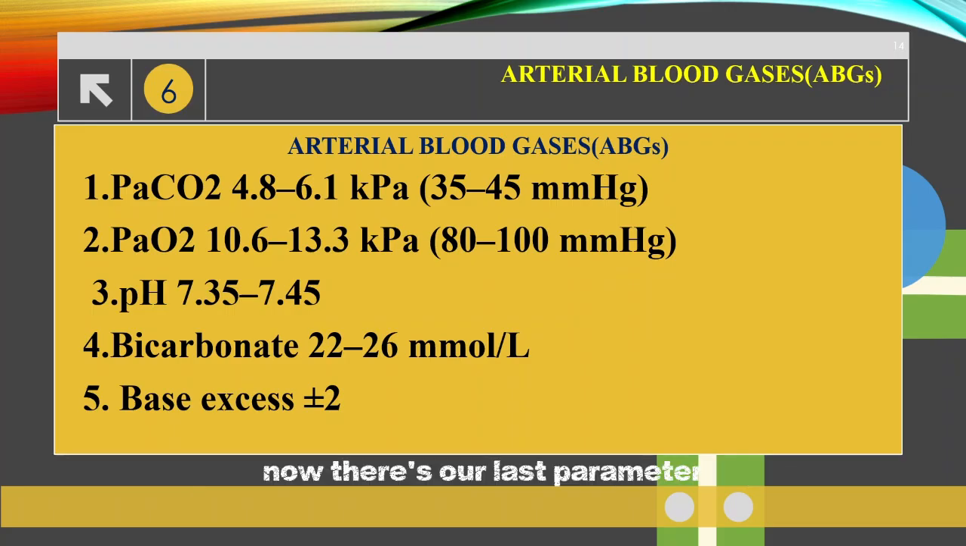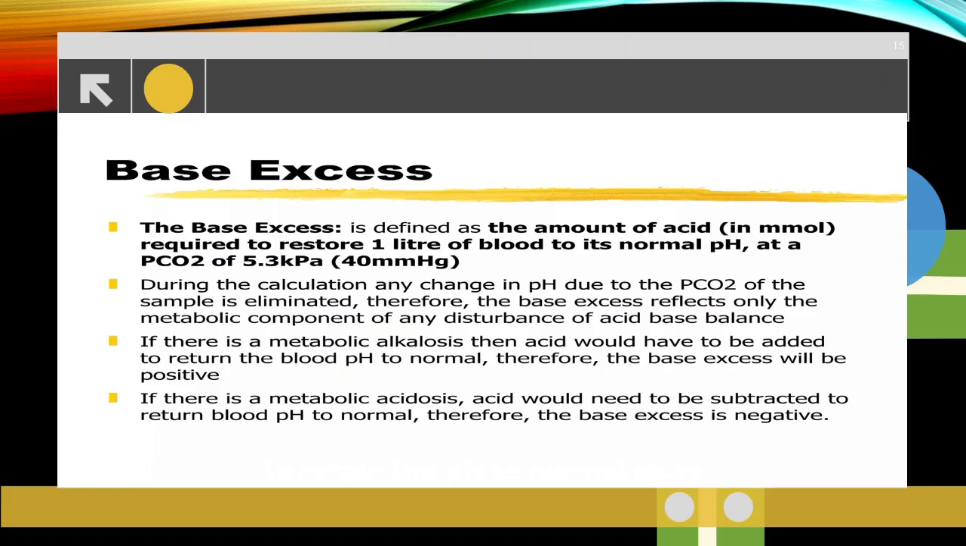Now our last parameter is called base excess. Base excess is very important that we need to remember. It is simply defined as the amount of a strong acid that needs to be added to 1 liter of blood to restore the pH to normal. In layman's terms, specifically hydrochloric acid, that is required to restore 1 liter of blood to its normal pH at a partial pressure of carbon dioxide of 5.3, which is the norm.